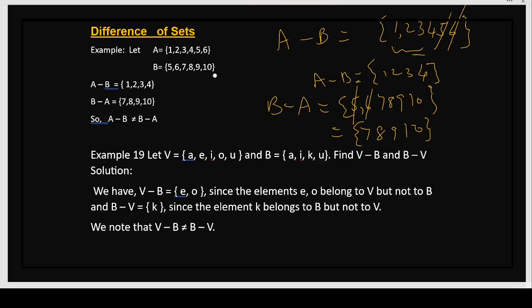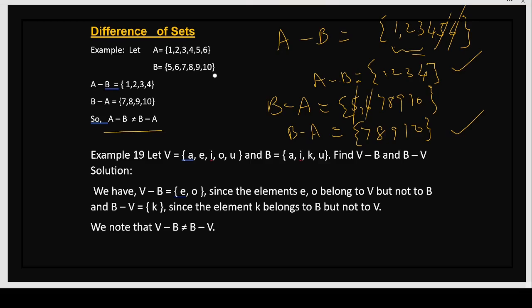Two differences. Difference of sets. A minus B is this. B minus A is this. Did you observe? A minus B is not equal to B minus A. This is an important conclusion. A minus B is not equal to B minus A.